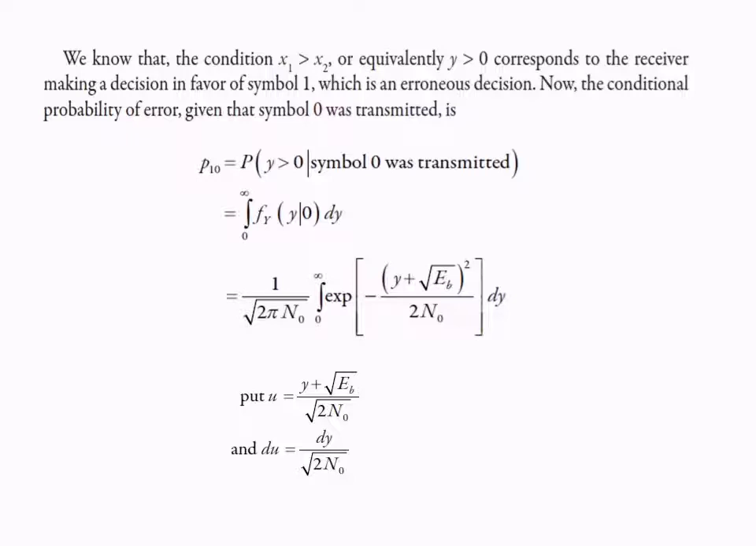Now put u equal to (y plus root of EB) divided by root of 2 N0. We are assuming u is equal to (y plus root of EB) divided by root of 2 N0. Then du is equal to dy divided by root of 2 N0.